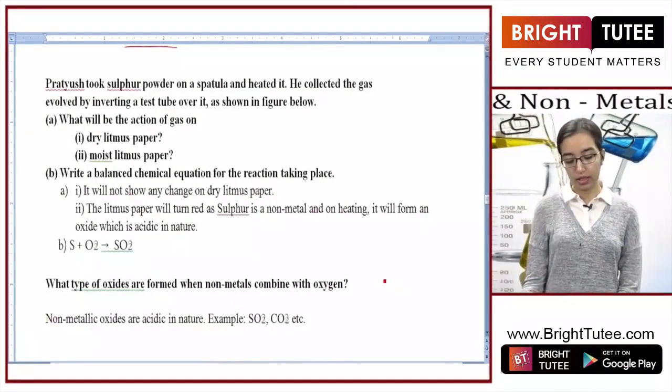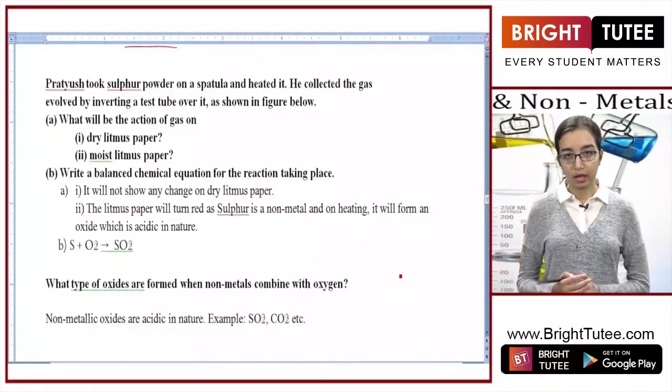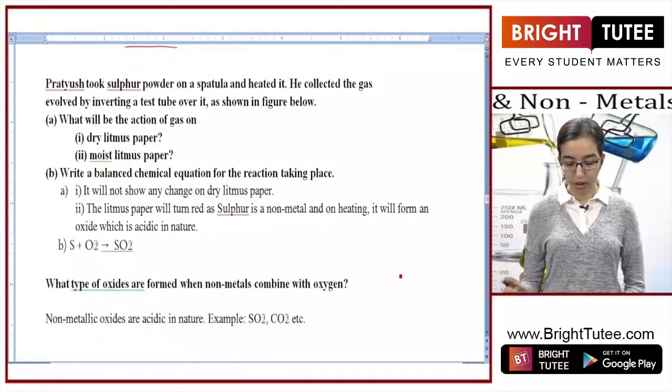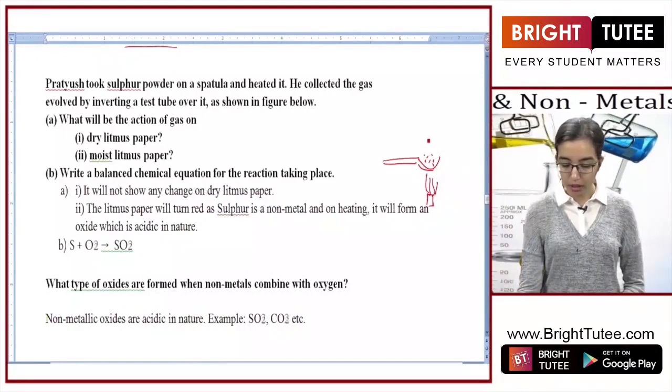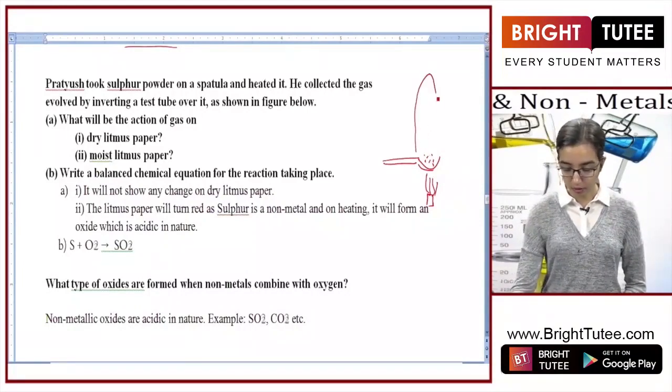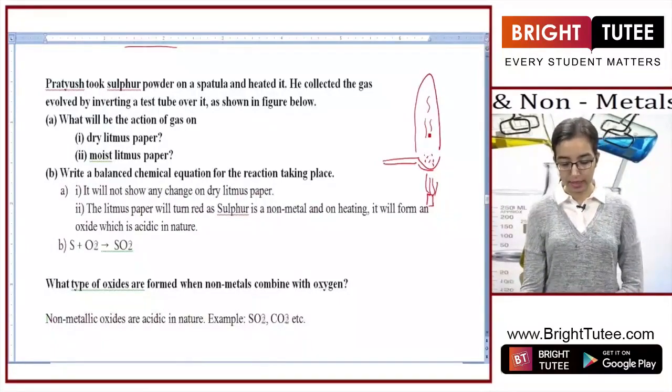The next question is a simple activity based question. So Pratyush here takes sulfur powder on a spatula and he heats it. So we have some sulfur powder kept in a spatula and it is being heated. So let's put a Bunsen burner here. On being heated, he collects the gas in an inverted test tube. So he puts an inverted test tube over it and a gas is being collected.